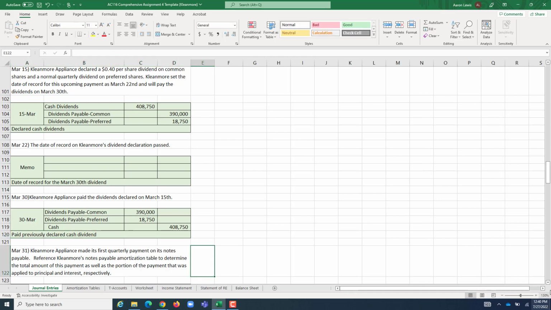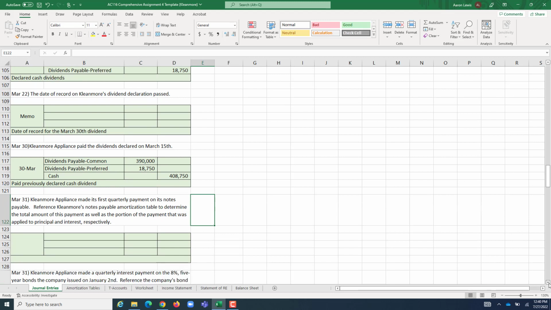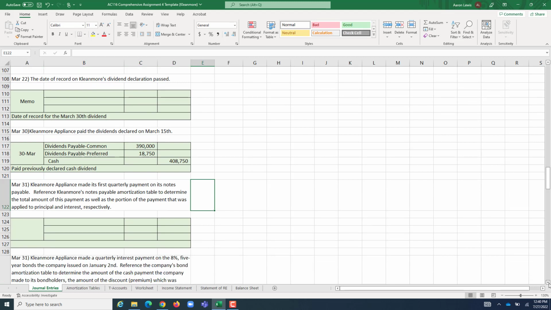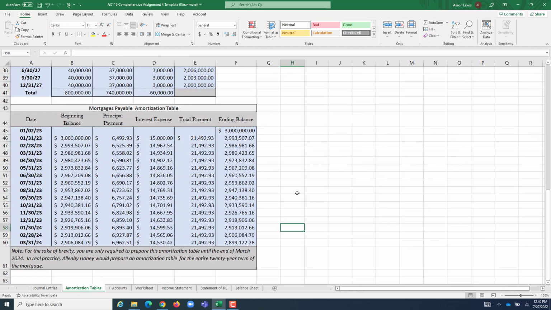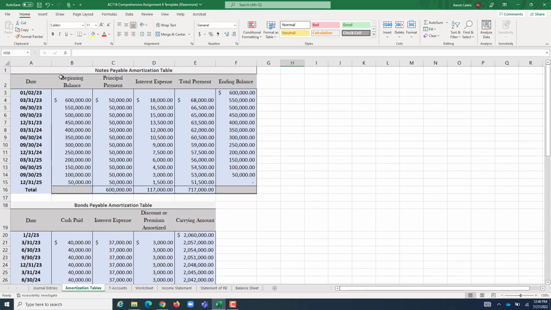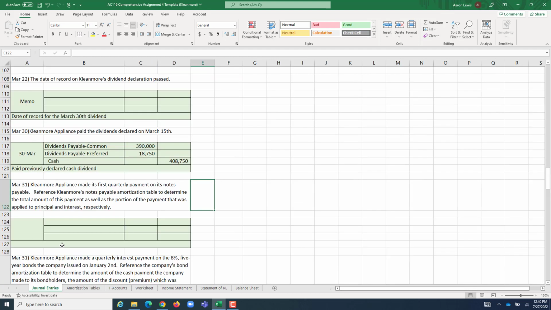Down here on our next entry on March 31st, we're going to make our first quarterly payment on our note payable. Well, we did the amortization table for this way back in the beginning of this thing. We have all the numbers that we need. We see that on March 31st, when we make our first payment on our note, if I scroll up to the notes table, we are going to pay a total of $68,000. $50,000 of it's going to go towards principal, and $18,000 is going to go towards interest.